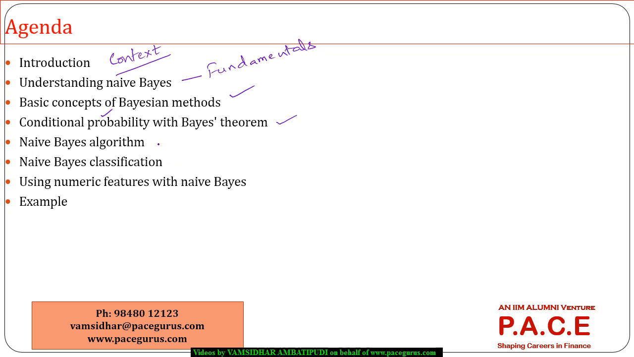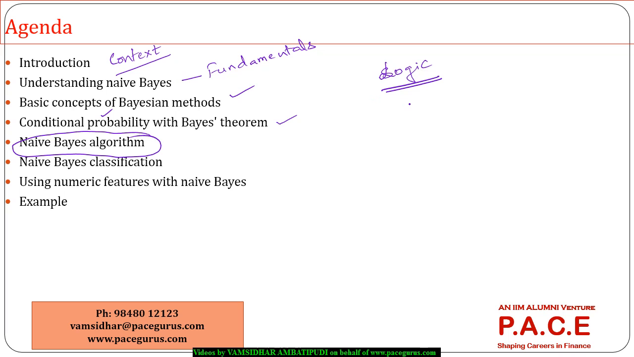The algorithm as such, the naive Bayes algorithm, right? How do we implement that in R? How does the naive Bayes classification actually happen? What is the strategy? What is the logic with which naive Bayes actually classifies the data?